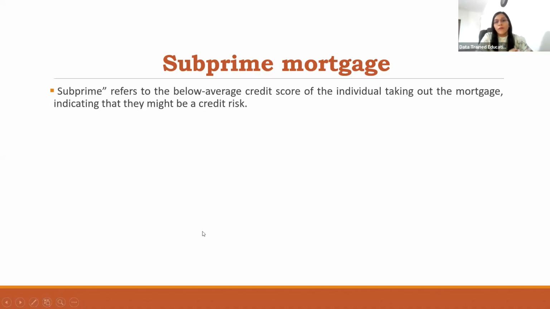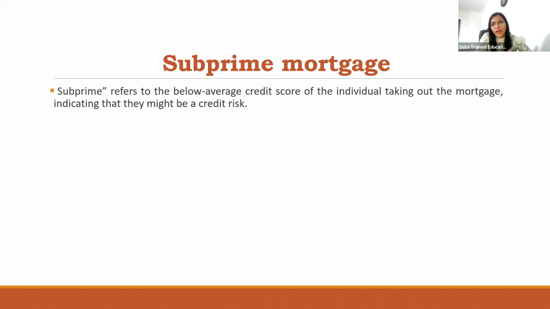Subprime means a below average credit score of individuals who are taking out a mortgage, indicating that they might be a credit risk. I'll make it simple to understand. There are categories, and initially you can take two: prime and subprime. Who are the prime borrowers? Those who have a good repayment capacity. Their income is good, they can repay, they don't have any default history, so their credit score is good. They are prime borrowers. If prime borrowers seek a loan, they are readily accepted.